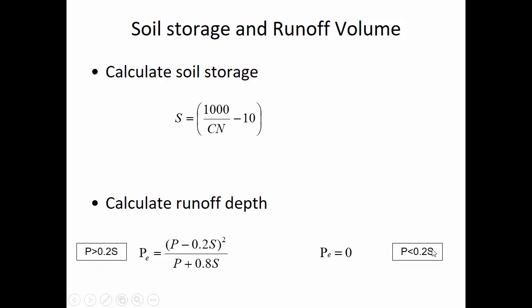But if the precipitation depth is less than the initial abstraction, we just assume that all of the precipitation is used up in surface wetting, interception, short-term evaporation, and so then there wouldn't be any rainfall excess. So we don't use the equation if we don't exceed the initial abstraction. This only applies when you are exceeding the initial abstraction.